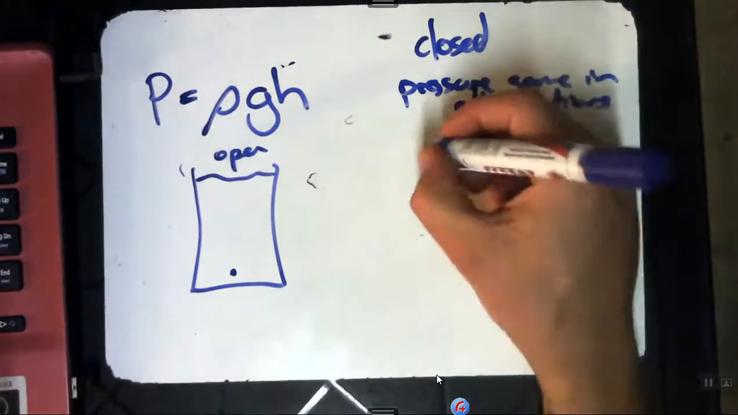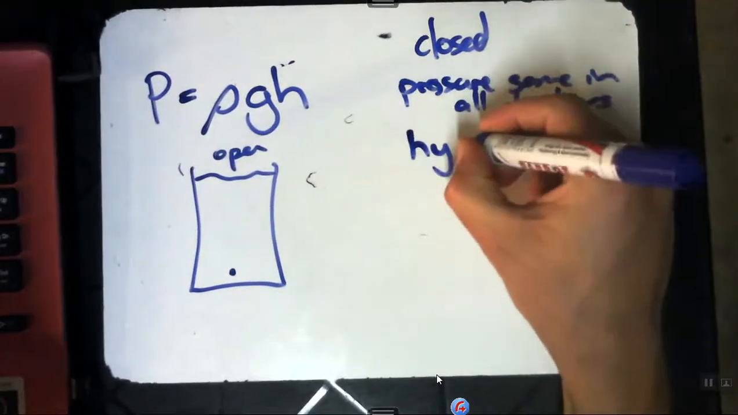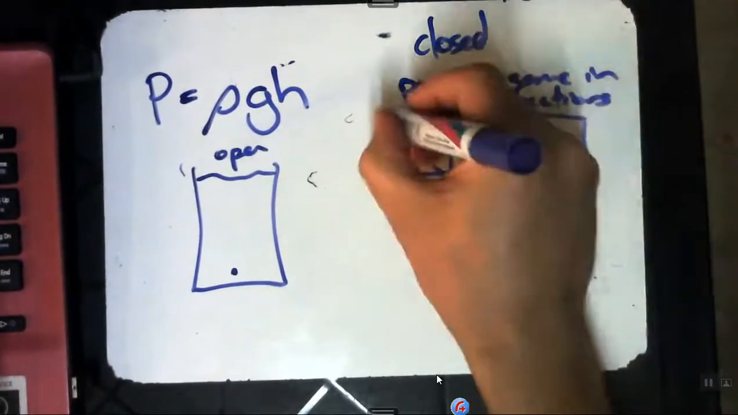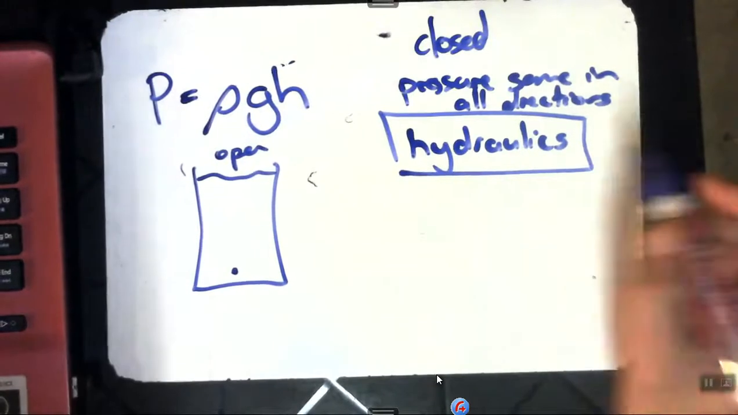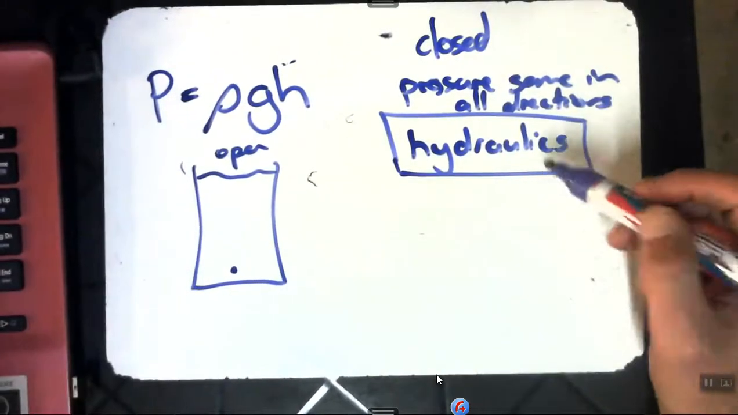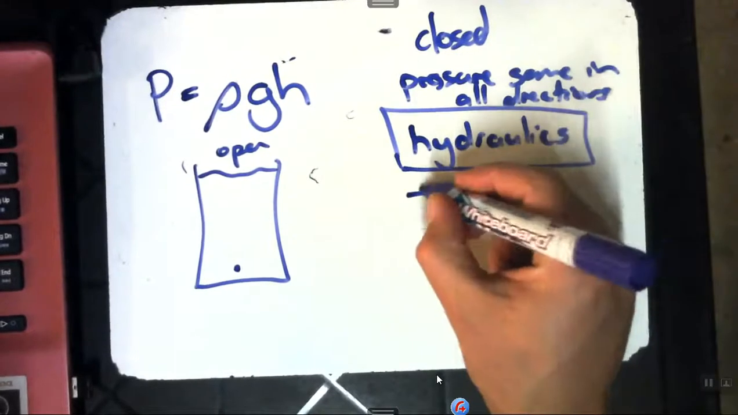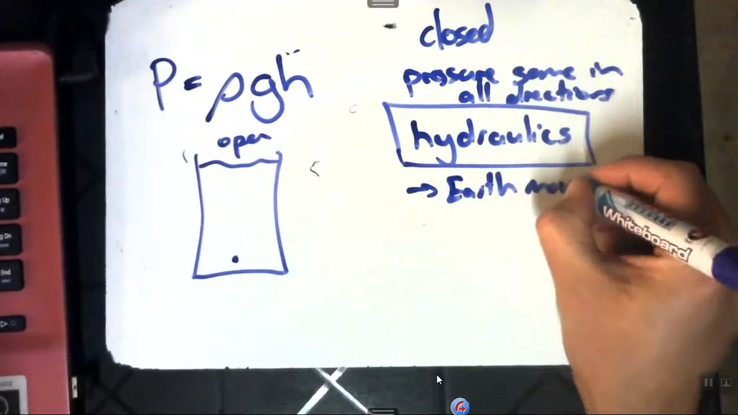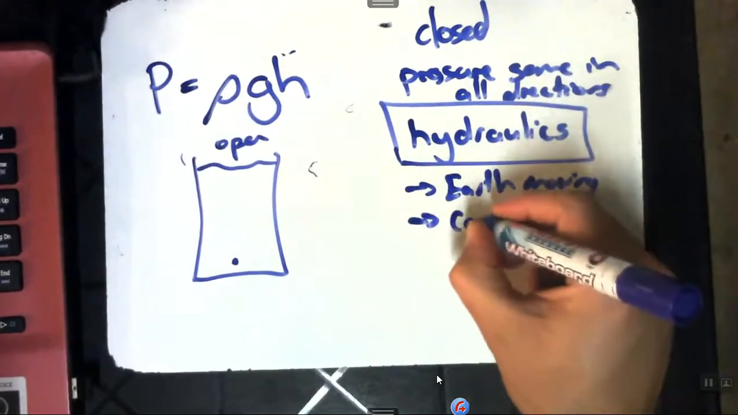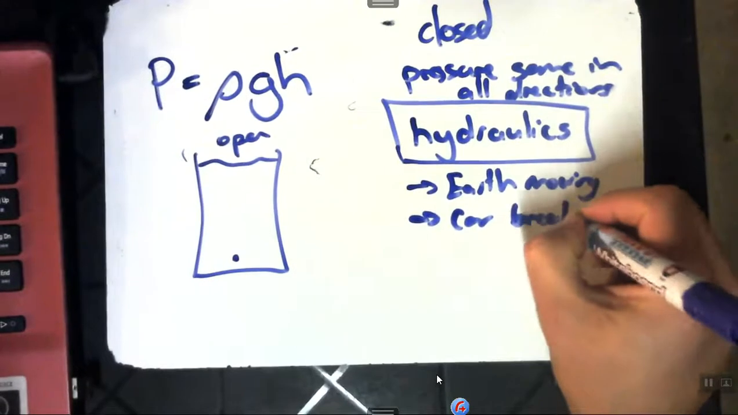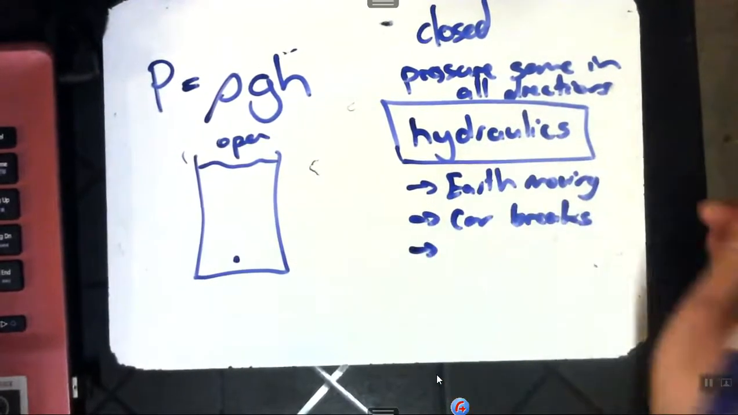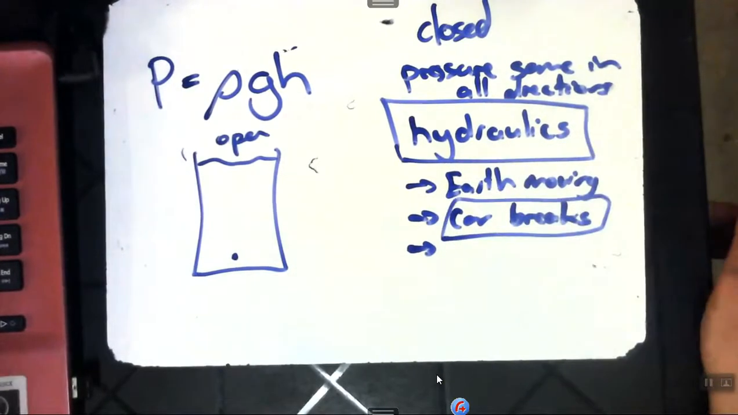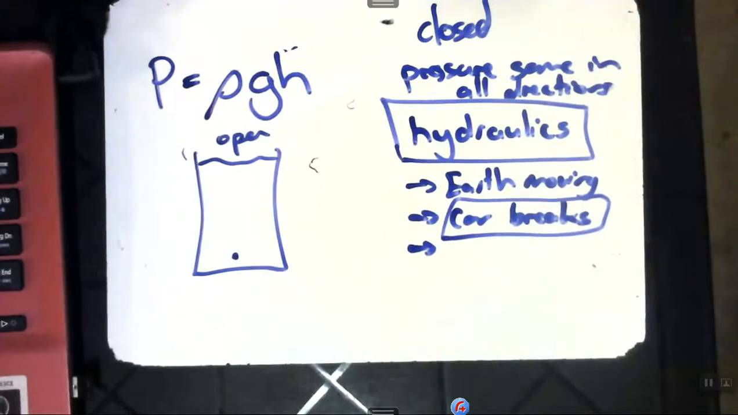Okay, and this comes to a topic of study with hydraulics. So hydraulics is when we apply liquid pressure in closed systems. We apply it in earth moving equipment. We apply it to your car's brakes. We apply it to a lot of other places as well. Car brakes is actually the example that we're going to be focusing on today.